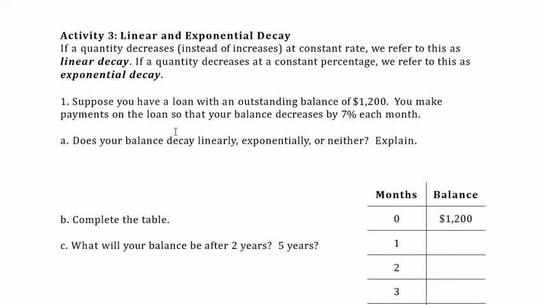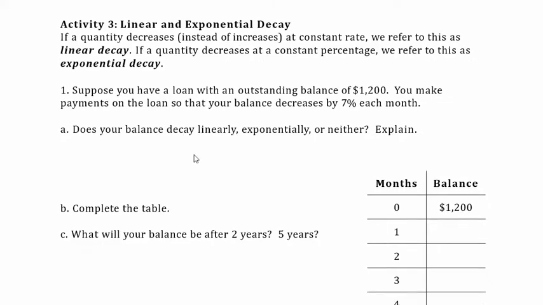Number 1, suppose you have a loan with an outstanding balance of $1,200. You make payments on the loan so that your balance decreases by 7% each month. Hopefully you're thinking about the multiplier. If your balance decreases by 7% each month. Okay, we'll get to that. A, does your balance decay linearly, exponentially, or neither? Take a pick. Is this linear, exponential, or neither?